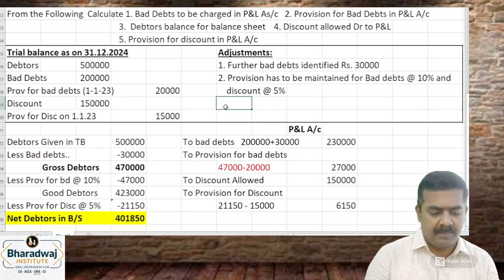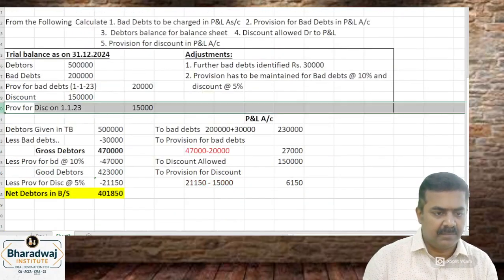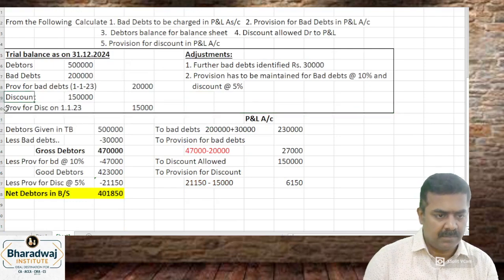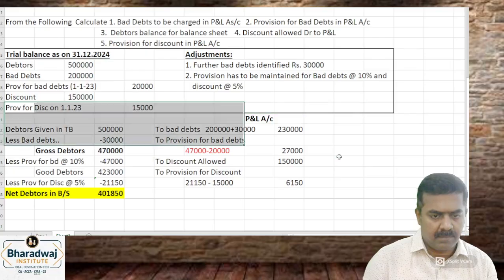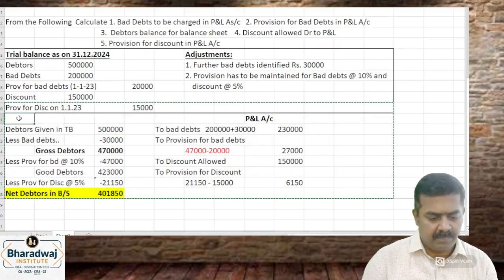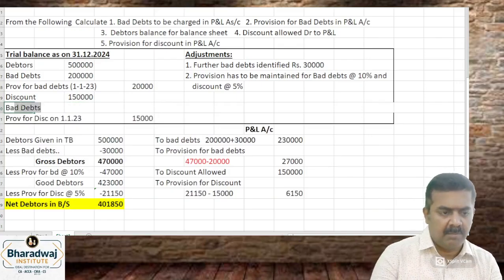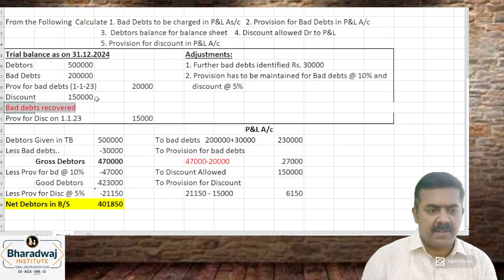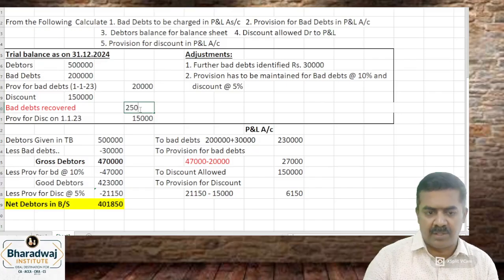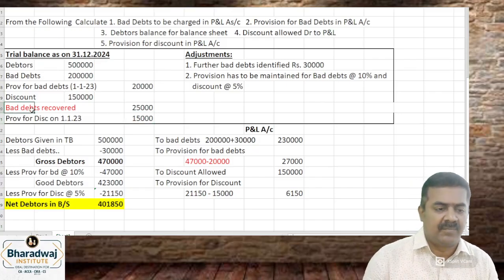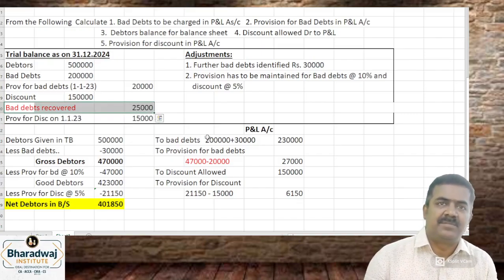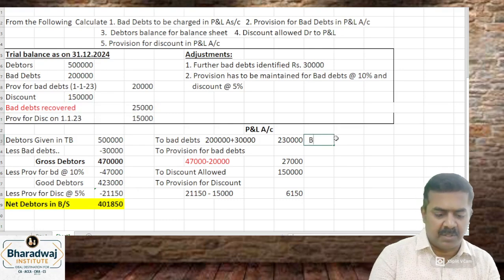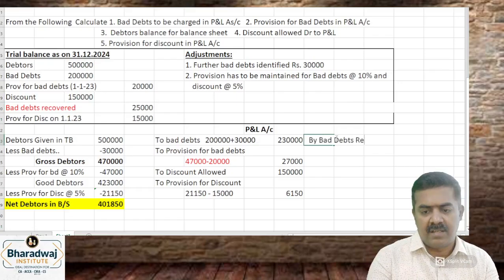Suppose in the question one more adjustment is given. Suppose if they would have given bad debts recovered, which one? Bad debts recovered, credit side 25,000 they have given. What will you do with this? Will you adjust with debtors balance? No. Bad debts recovered will be credited to which account? P&L account, by bad debts recovered.